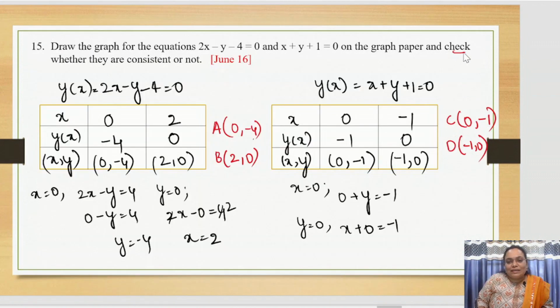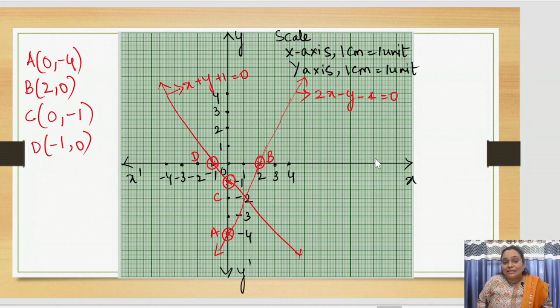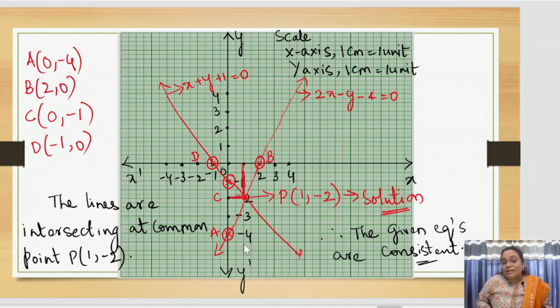See the question? Check whether they are consistent or not. So we need to say if they are consistent or not. When they are said to be consistent, if it is intersecting lines, then it is said to be consistent. If it is coincident lines, then it is said to be consistent, right? So from the graph, we can say these lines are intersecting at one common point. That common point is P of 1, minus 2. This common point is the solution of the given pair of linear equations. Therefore, we can say that the given linear equations are consistent.